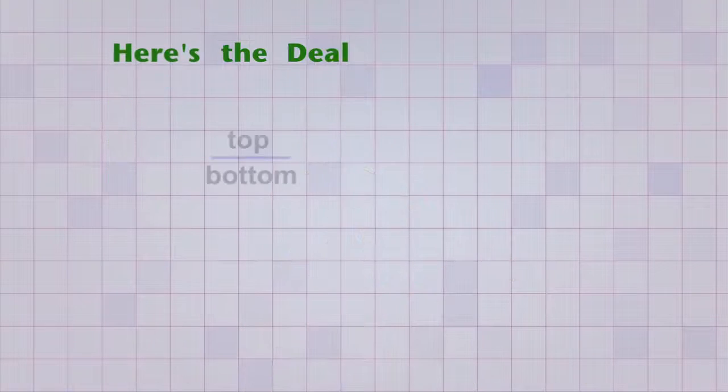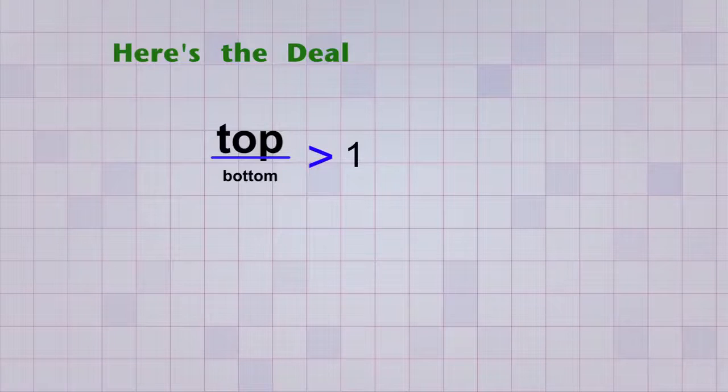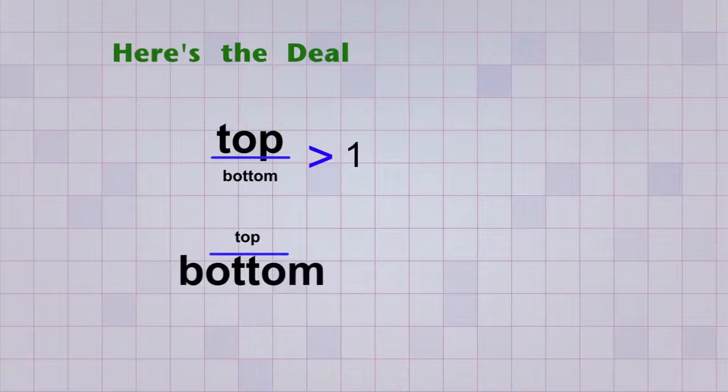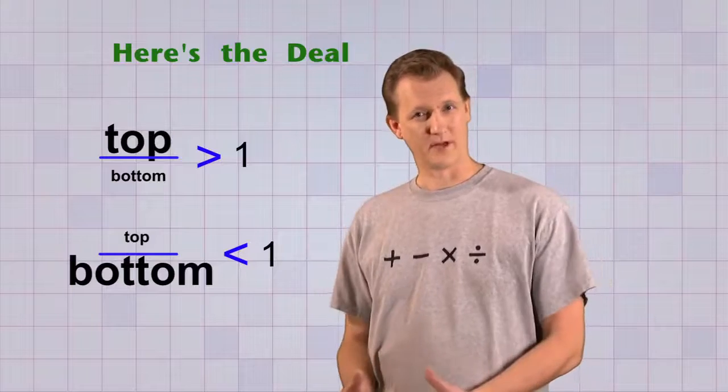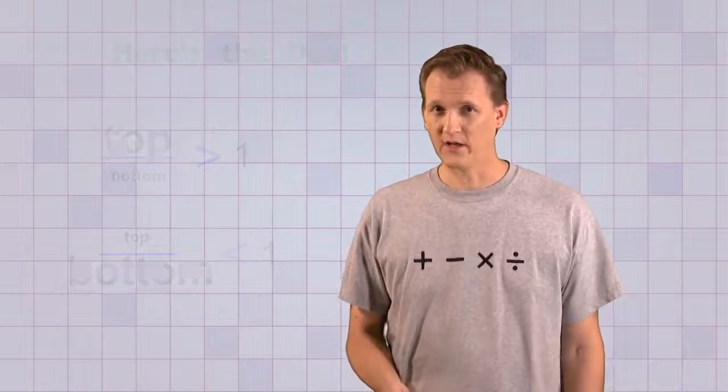Here's the deal. If the top number of a fraction is bigger than the bottom number, then the value of the fraction will be greater than 1. But if the top number is smaller than the bottom number, then the value of the fraction will be smaller than 1. But if we divide a smaller number by a bigger number and get a value that's smaller than 1, then how are we going to write that down like a regular number? I mean, isn't 1 the smallest number we can write? Well, besides 0. Luckily, the answer is no.